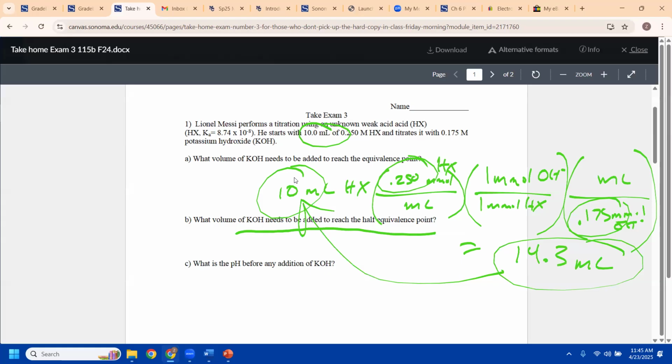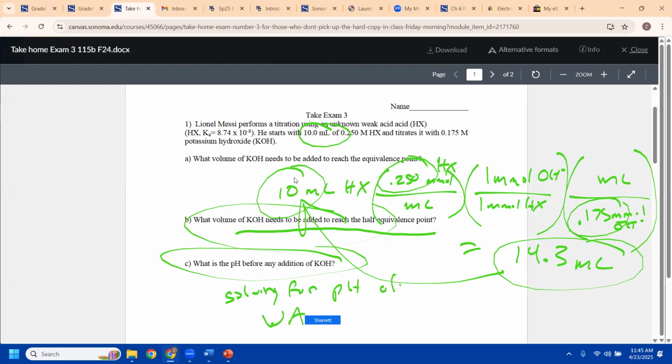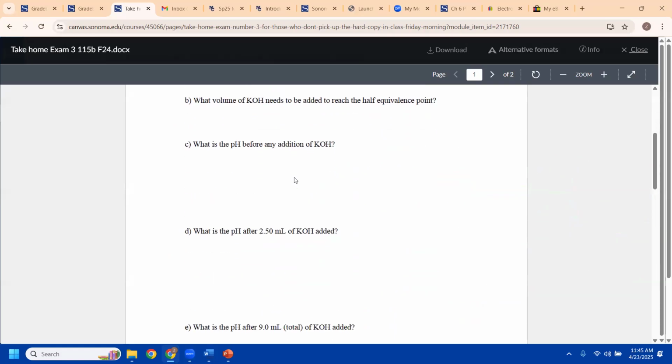You take the equivalence point and multiply it by 0.5 or divide it by 2, whichever you want to do. That's giving you half. What is the pH before any addition? This would be solving for the pH of a weak acid with a molarity of 0.250 molar HX. I give you the Ka of that, so you would use that to solve for it. Everyone comfortable with that? Okay.